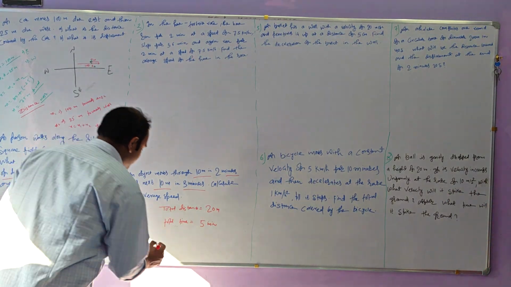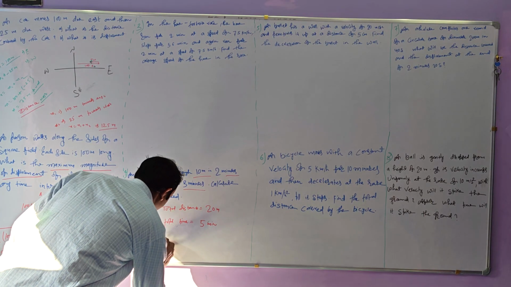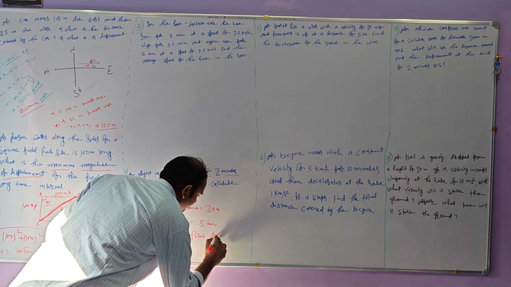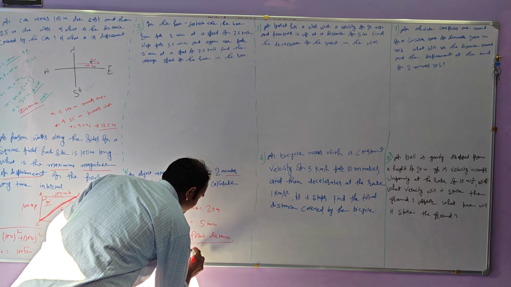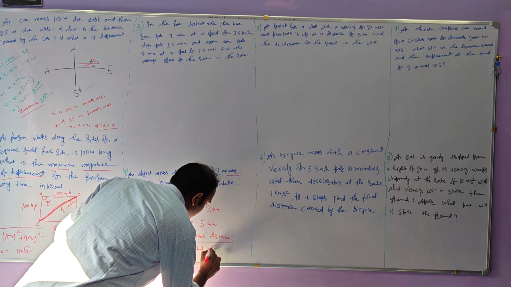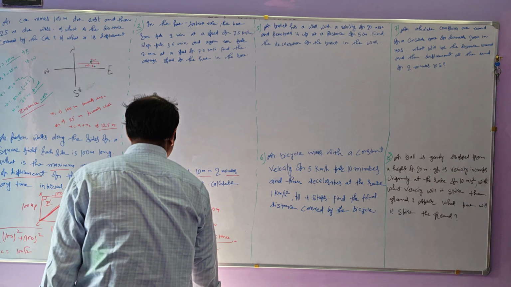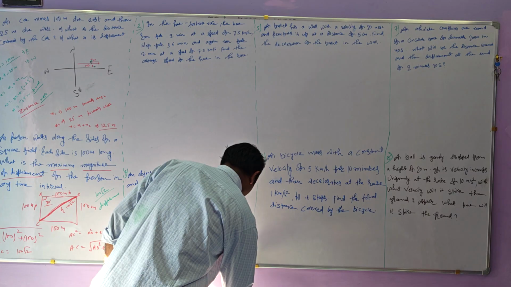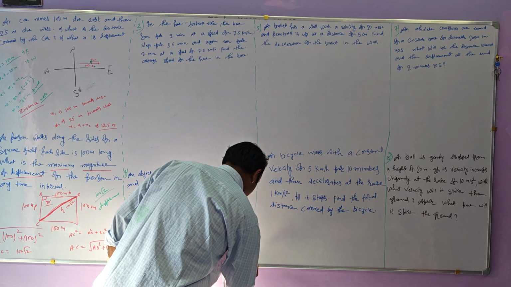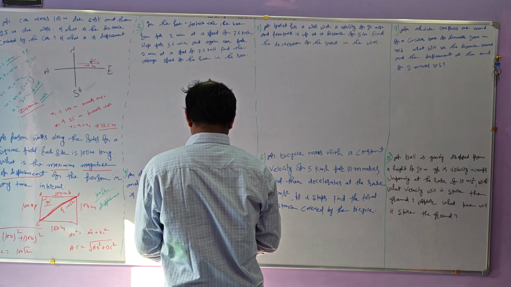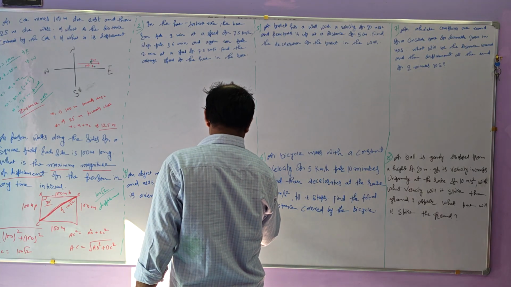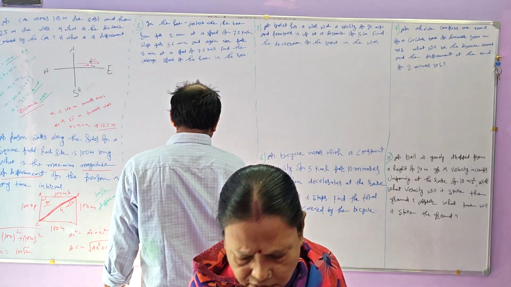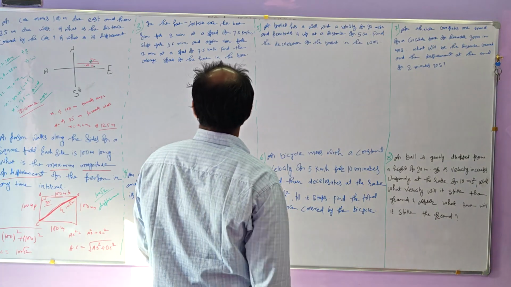So average speed is equal to total distance upon total time. That is 20 upon 5, that is 4 meter per minute.